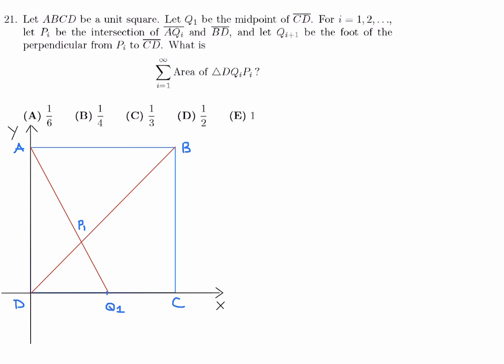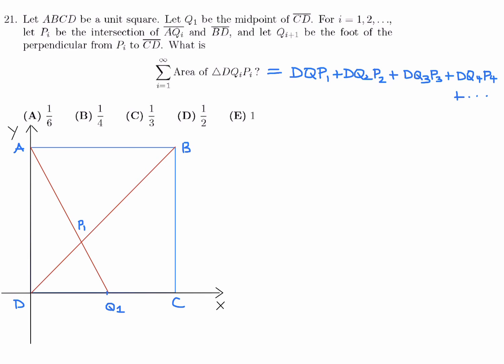Now, this sum is a rather interesting one. It basically is the sum from 1 to infinity, so it goes on forever. So D Q1 P1 plus D Q2 P2 plus D Q3 P3 and so on, right? So the hope is that sooner rather than later we will get some sort of a pattern, and then we can use that pattern to get an understanding of what the sum will be, because obviously we are not going to do it until infinity.